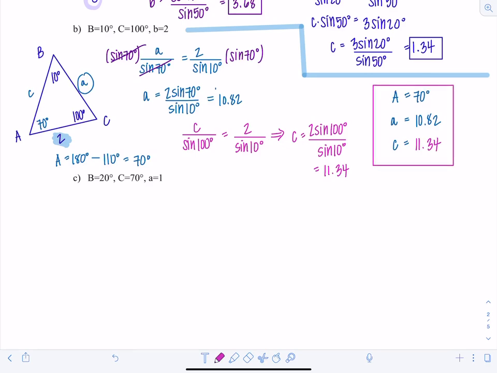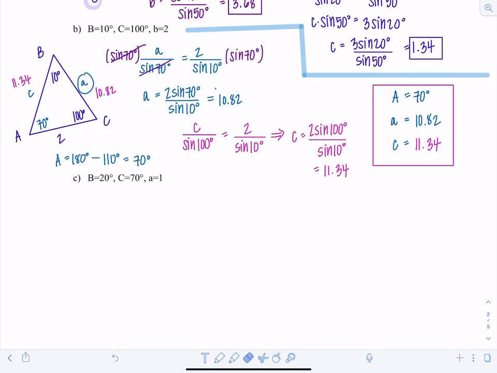And there's our final answer. Now, one thing you can do to check to make sure everything's making sense, I'm going to fill in the values right here on the triangle. So A was 10.82 and C was 11.34. Now, whenever you're working with a triangle, the largest side should be opposite the largest angle, the smallest side opposite the smallest angle. So see if that checks out.